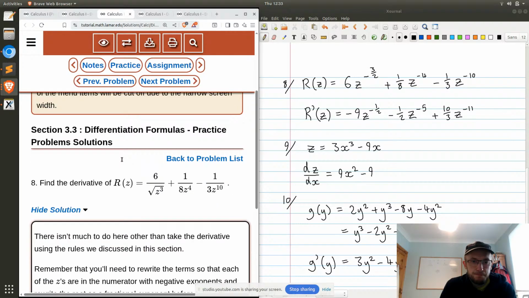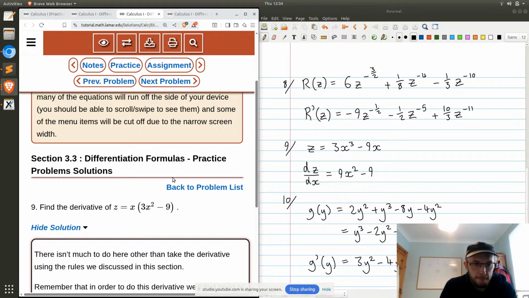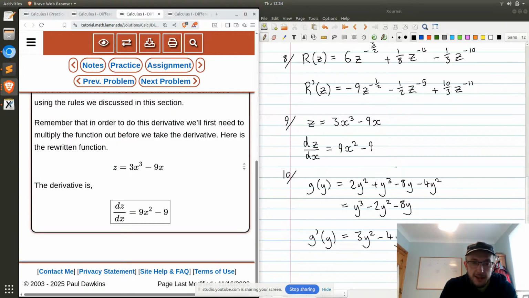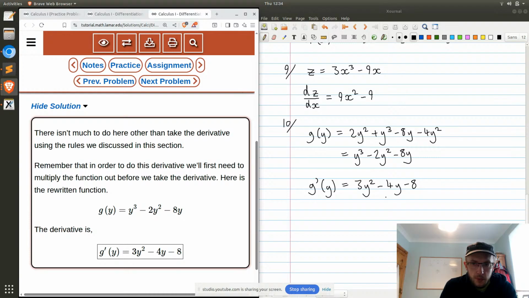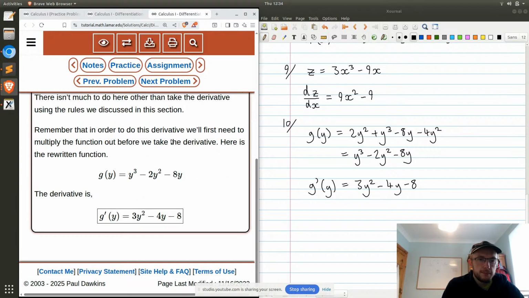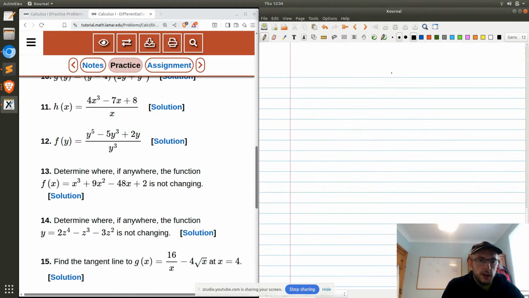Problem 8. Correct, correct, correct. Okay, that's fine. dz by dx. Okay, that's fine there. And that's fine as well. Okay, for the 11th one. Okay, 11 and 12.